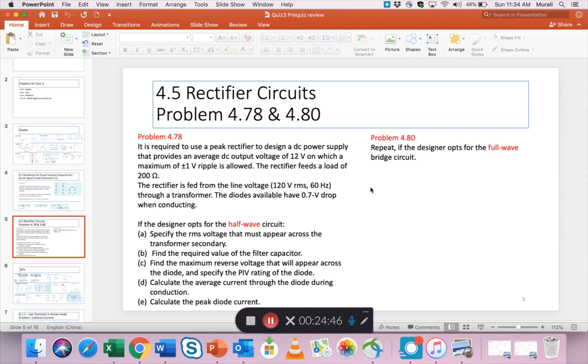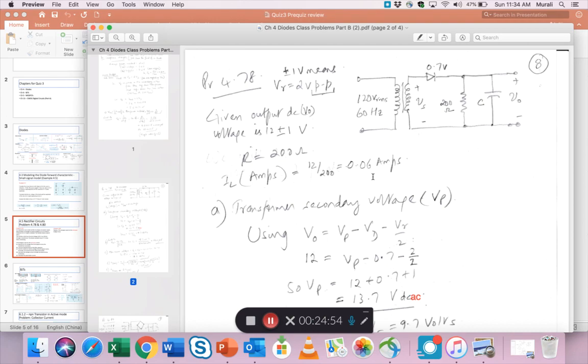Anyway, so we have this problem. So let's quickly look to see how we solved it. Okay, so I'm going to open my diodes notes and go straight to that problem. It's on my PDF called Chapter 4 Diodes Class Problems Part B. I think for diodes we had a Part A and a Part B, so this is Part B. And here on page 8 on the top I show you how I solve the problem.